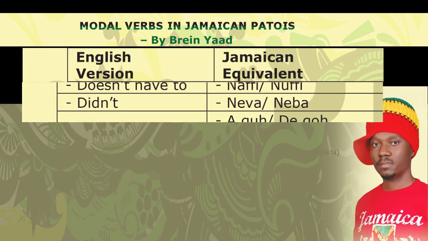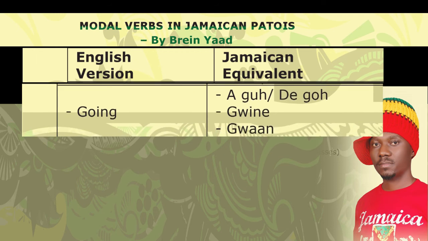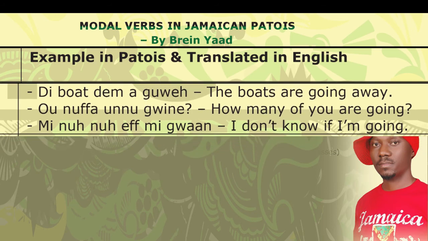Then we go to going. How do you say going in Jamaican? You use a go, or de go, or guay or guan. That is going. So somebody says, "The bat dem a go," meaning the boats are going away. Or you can say, "Me a go leave you," meaning I'm going to leave you.